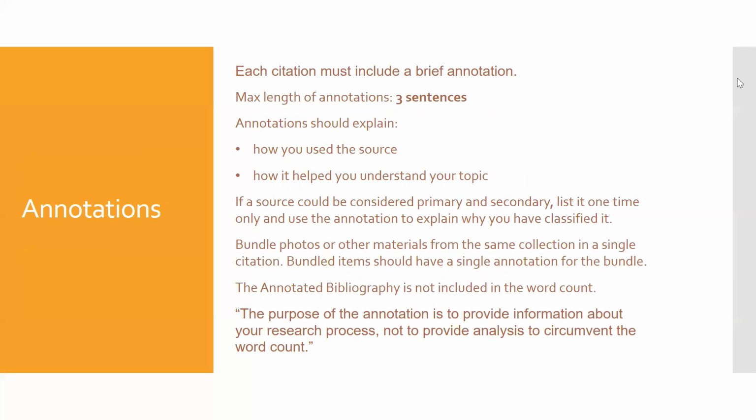Every citation needs to include a brief annotation, maximum 3 sentences. So it should not be a book, and the annotation shouldn't be a way that kids are trying to circumvent the word count and the limitations on the word. It should explain how they used the source and how it helped them understand the topic. If there are some sources that might be considered primary or secondary, depending on how they're used, the annotation is a place they can explain that. If they've bundled photos or things from the same collection in a single citation, one annotation applies to them all.